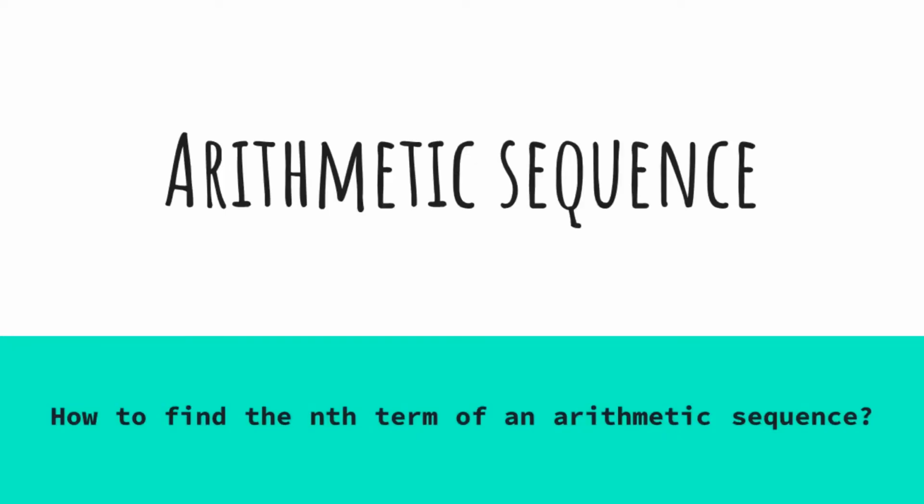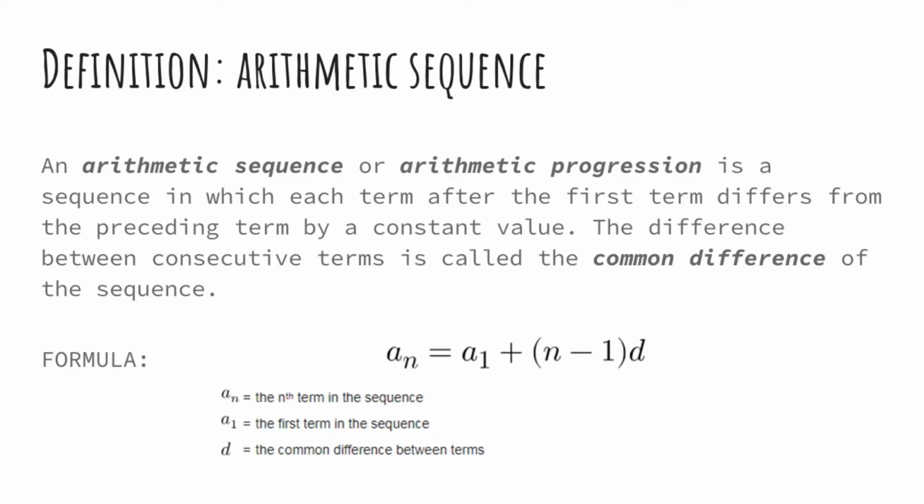Okay, so good day. In this video, I will be discussing the steps on how to find the end term of an arithmetic sequence. But first, let us recall the definition of an arithmetic sequence. When we say arithmetic sequence or arithmetic progression, again, it is a sequence in which each term after the first term differs from the preceding term by a constant value.